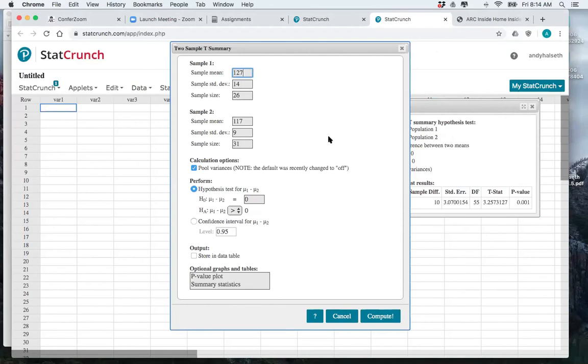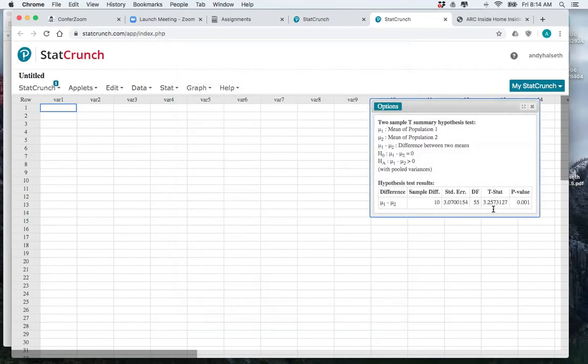Okay, here is what I would have in StatCrunch under the 2 sample t summary. I got my sample statistics in there. I clicked pool variances, highly important because the variances are equal on this one. And then I've got the greater than, make sure that 0 just stays, and then a greater than because that matches my HA. And then I click compute, and then I get my t-stat of 3.26 and my p-value of 0.001.